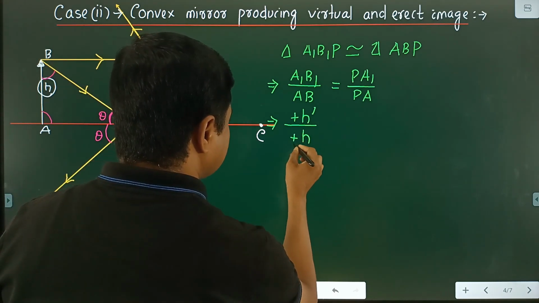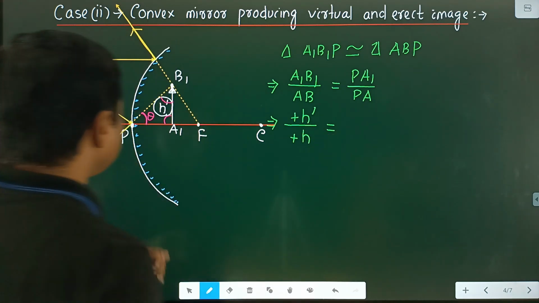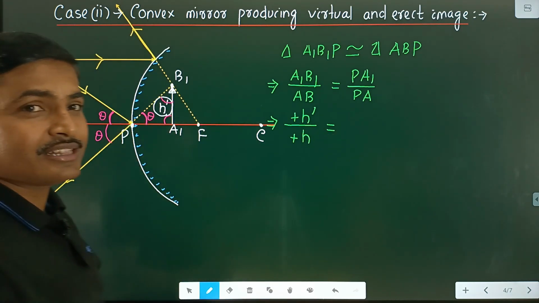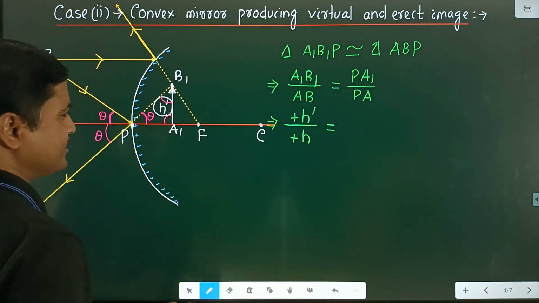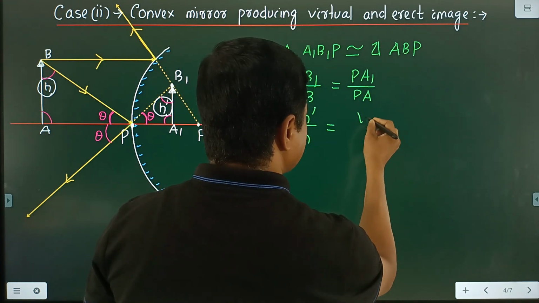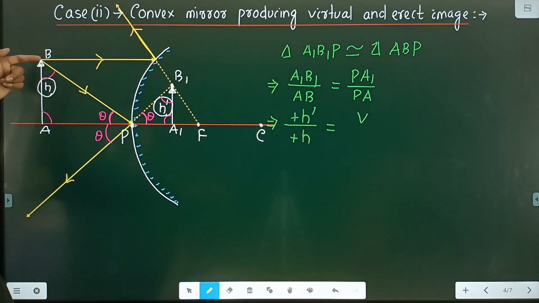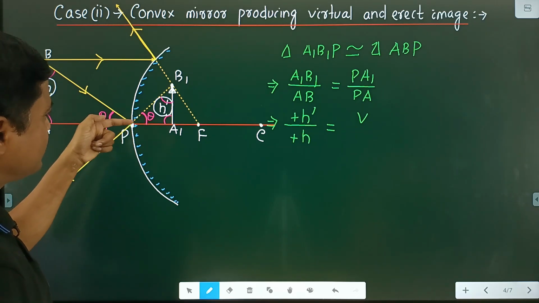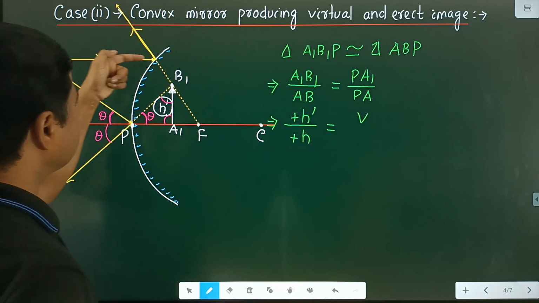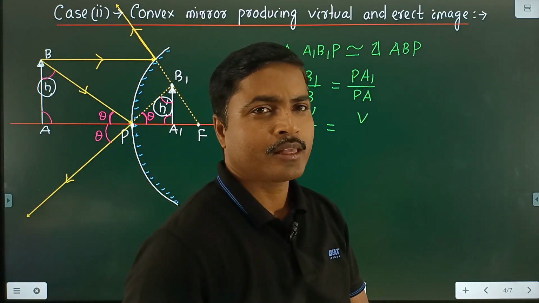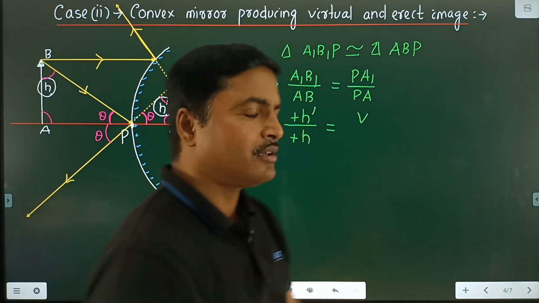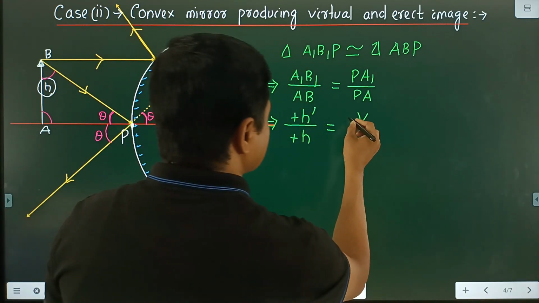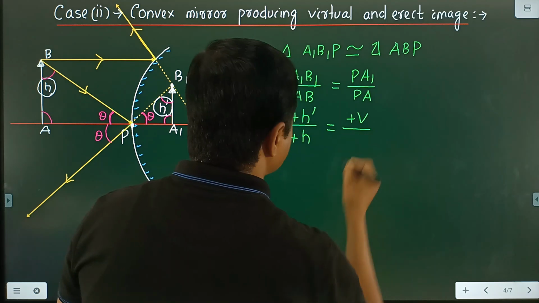Above the principal axis means the sign is also positive. P to A1, at point A1, the image is there. So PA1 is the image distance. For image distance, we write V, and here this is the direction of the incident ray, and we also measure from P to A1 in the same direction as the incident ray. If both are in the same direction, then the sign is positive. So we write plus V divided by PA.